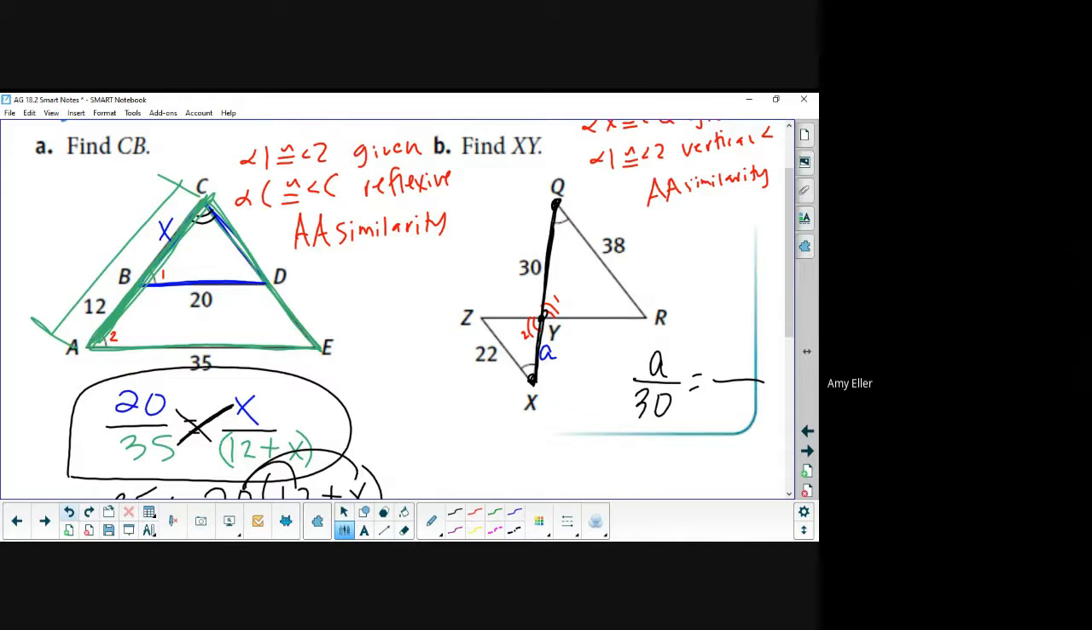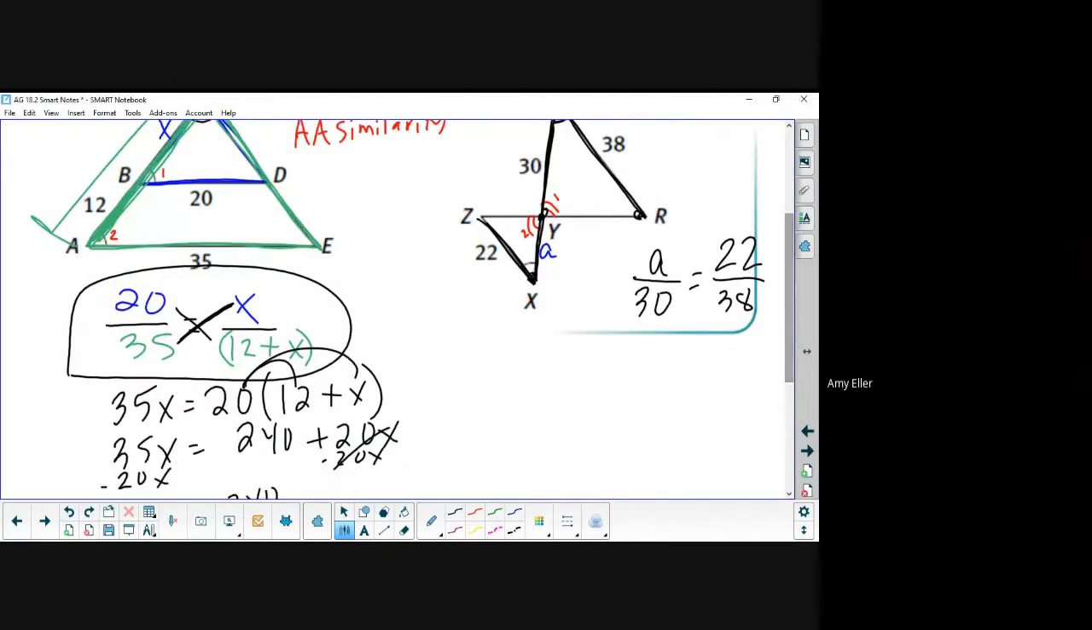Anna, what number would we have to do now? If we started with A here first, what would we have to put up here? 22. Yep, got to go back to the same triangle we started with. There's only one number left, so it should go with 38, but let's double check. 22, single arc, no arcs marked. 38, single arc, no arcs. They do go together. Cross multiply.